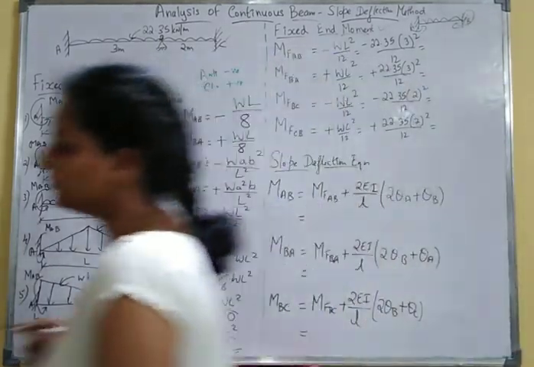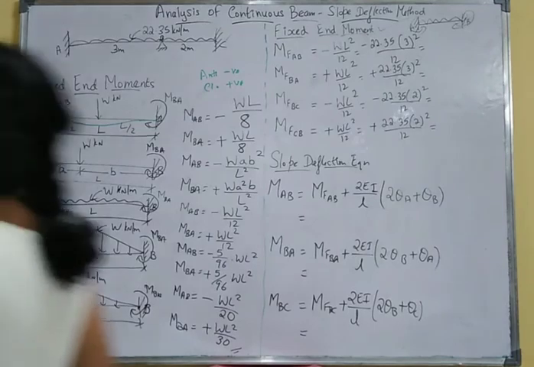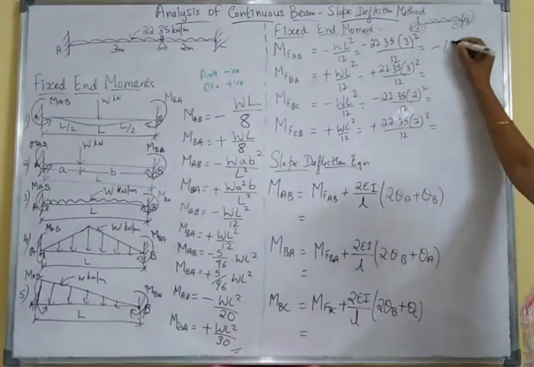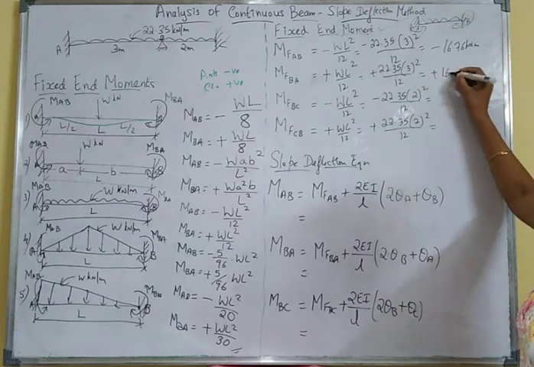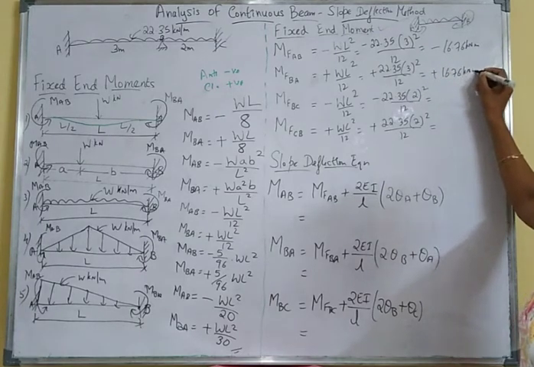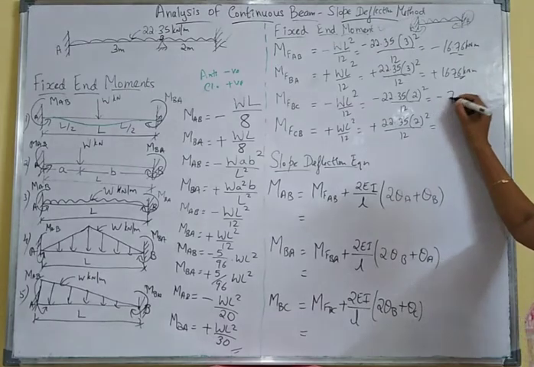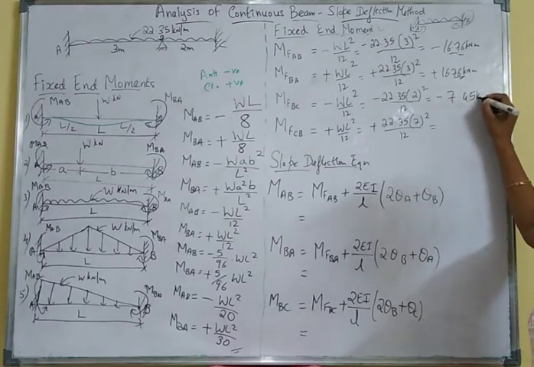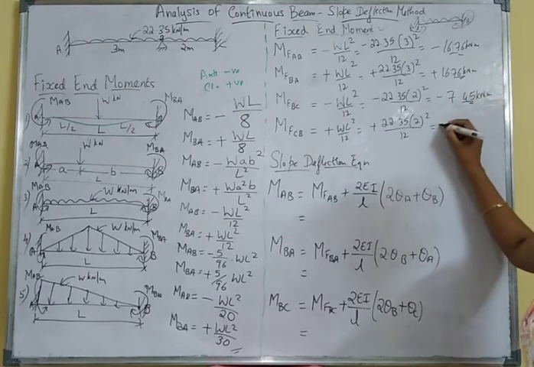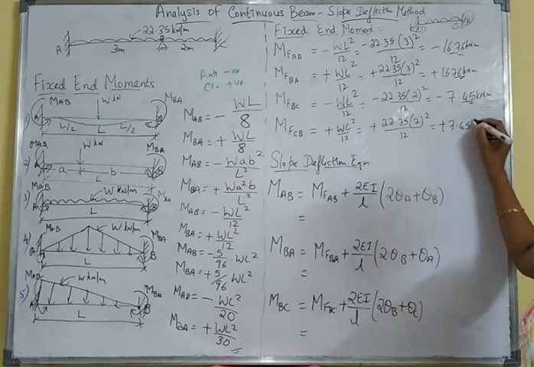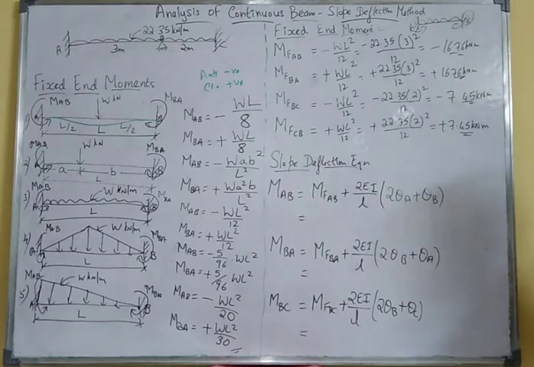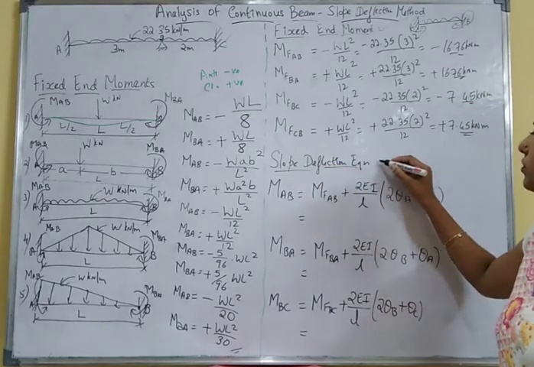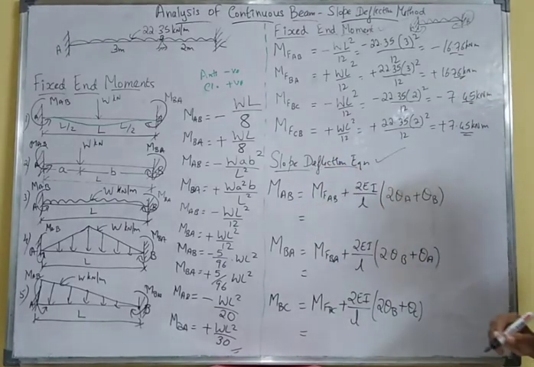So you have minus 16.76 kilonewton meter plus 16.76, and here you have minus 7.45 kilonewton meter plus 7.45 kilonewton meter. Okay. Once this is done, the next step is to write the slope deflection equation.